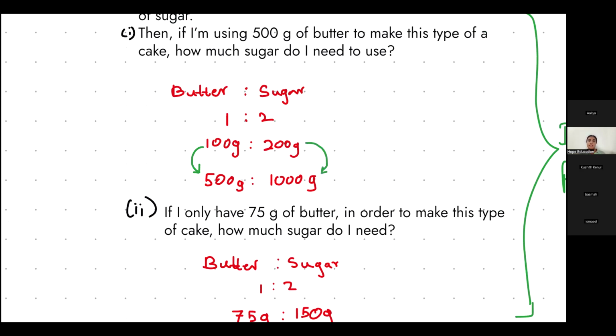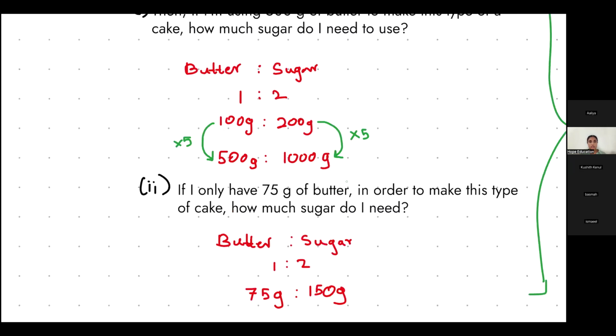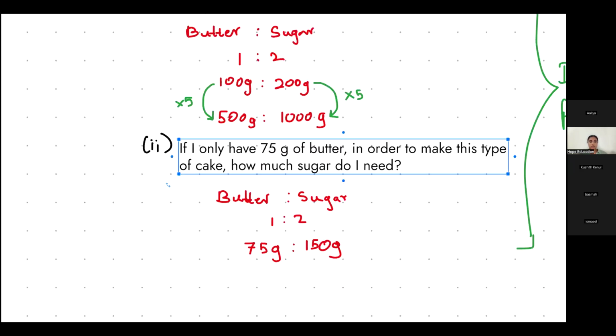In this particular instance, I used 100 grams of butter. Now I'm increasing the amount of butter 5 times. Then what happens? The sugar amount also I have to increase 5 times. Okay. So here I'll change this question slightly just to show you something.